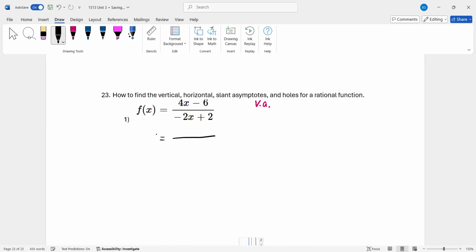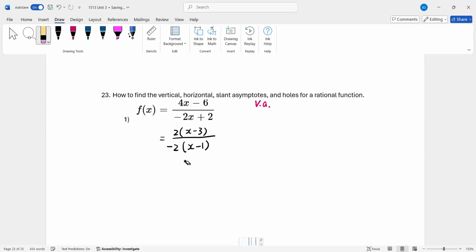The numerator has GCF 2, so 2 times x minus 3. The denominator has GCF -2. We want the leading coefficient to be positive, right? If we factor -2 out, we have x minus 1. Be very careful with the sign. You can always distribute to double check your result. -2 times x, -2x, -2 times -1, positive 2.